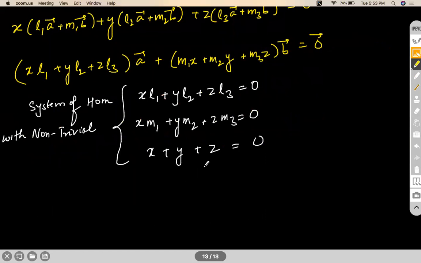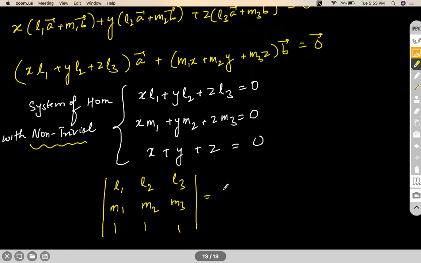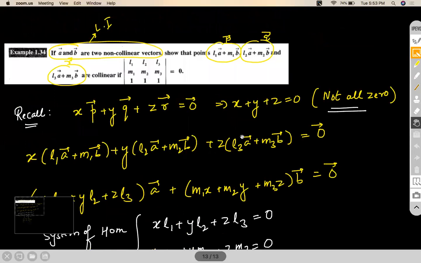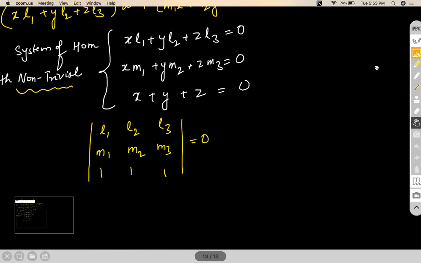And when a system of homogeneous equations has a non-trivial solution, what do you comment about the determinant of their coefficients? Yes, tell me. 0 or non-zero? 0. Isn't this what they had asked you to prove? Let's go up. Yeah, hence proved. See where it got connected. It got connected to your determinants chapter.